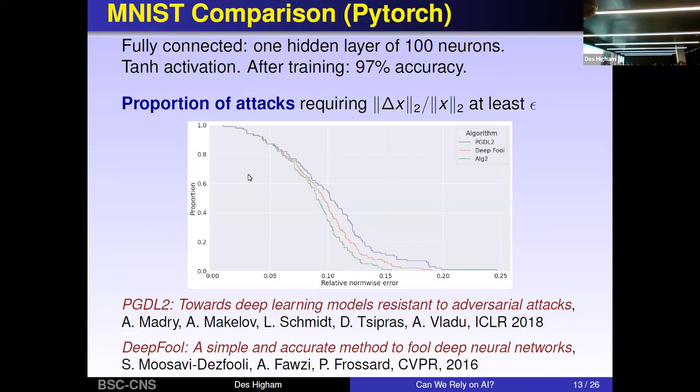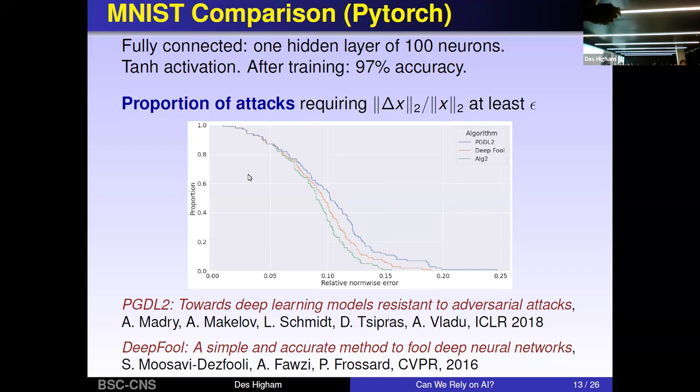So here we're comparing three different attack methods on a very simple network on what's called the MNIST data. I'm sure many of you have heard of the MNIST data. It's a set of handwritten digits. It's the first thing we ever try when we're doing classification. So you can get good accuracy very easily on this data set. So we have a network that's accurate.